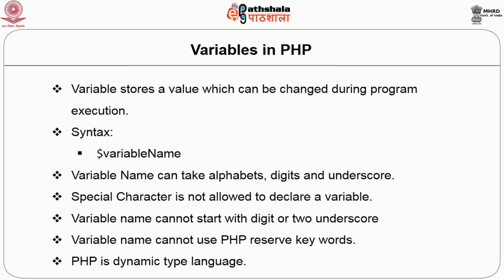And PHP is a dynamic type language. It is also known as a weak type language. Dynamic type language means you don't need to define the data type for a variable. You declare a variable and assign a value to it, so the variable will become the data type according to the value assigned to it. So you don't bother about the data type. So this is a dynamic type language.